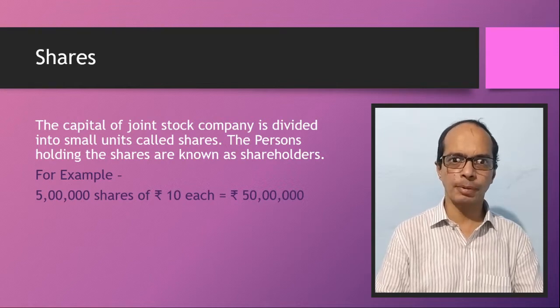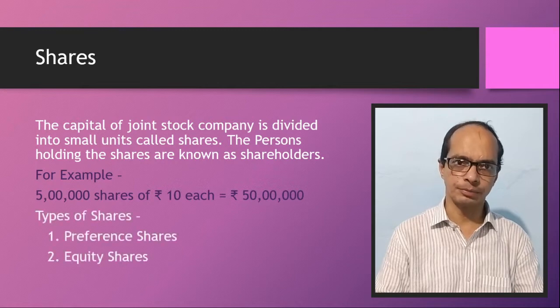Company issues shares to the public. Public purchases these shares. These persons who purchase shares of the company are known as shareholders. There are two types of the shares which can be issued by a company. One, preference shares, and second, equity shares. Now I will tell you about both of these types of the shares.